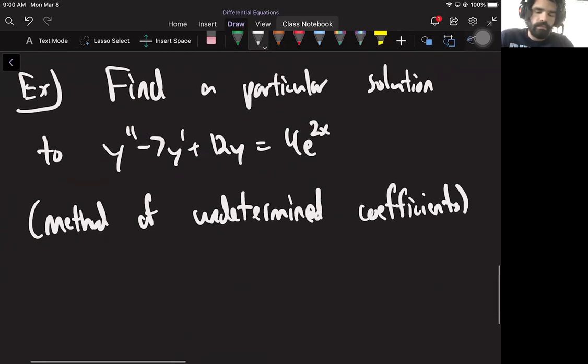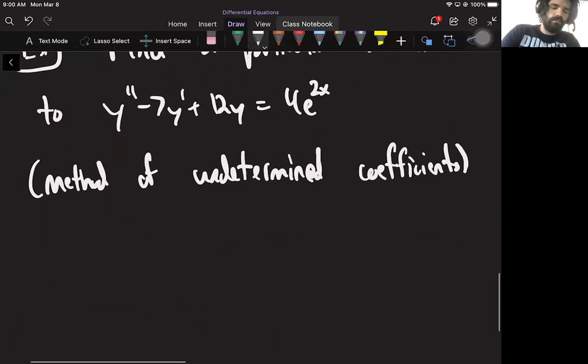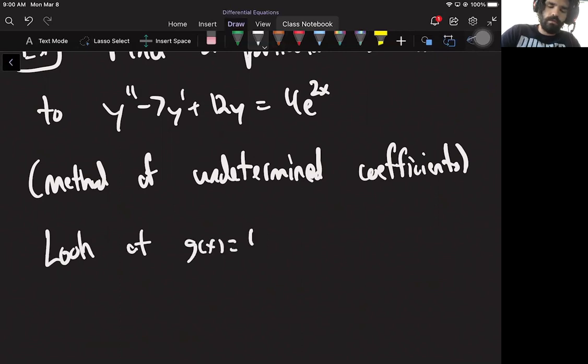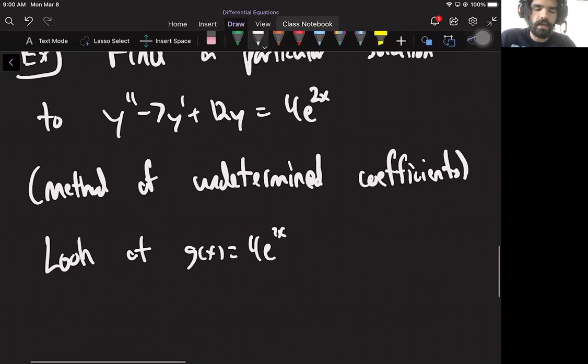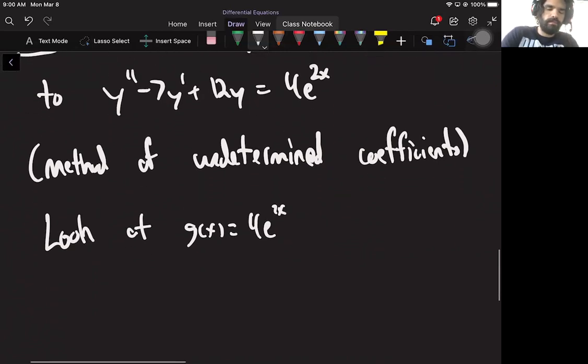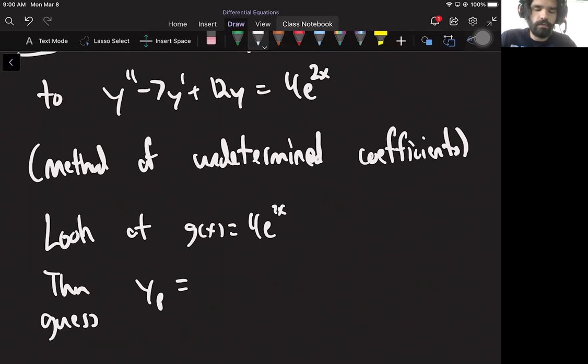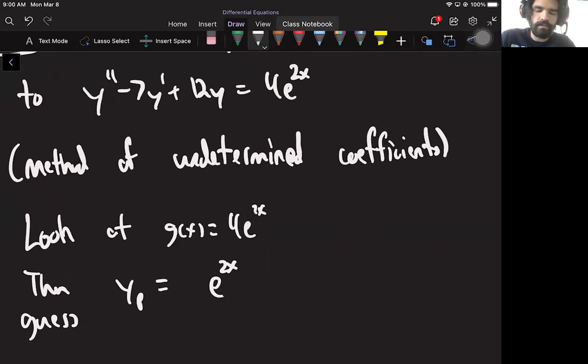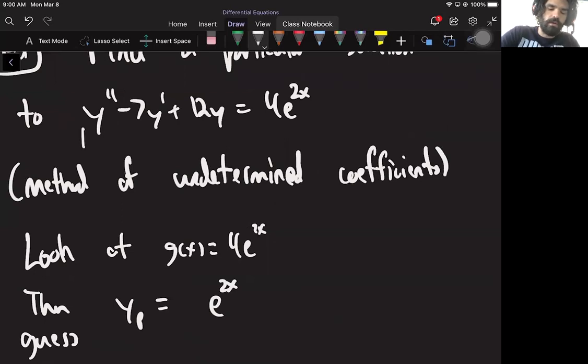Okay, so the idea is like what I said above. What we do is we look at g of x, 4e to the 2x. And we say, okay, so my solution that I'm going to guess, it better have an e to the 2x in it, because when I take derivatives of this thing and I do a linear combination of those derivatives, it's got to add up to this 4e to the 2x.